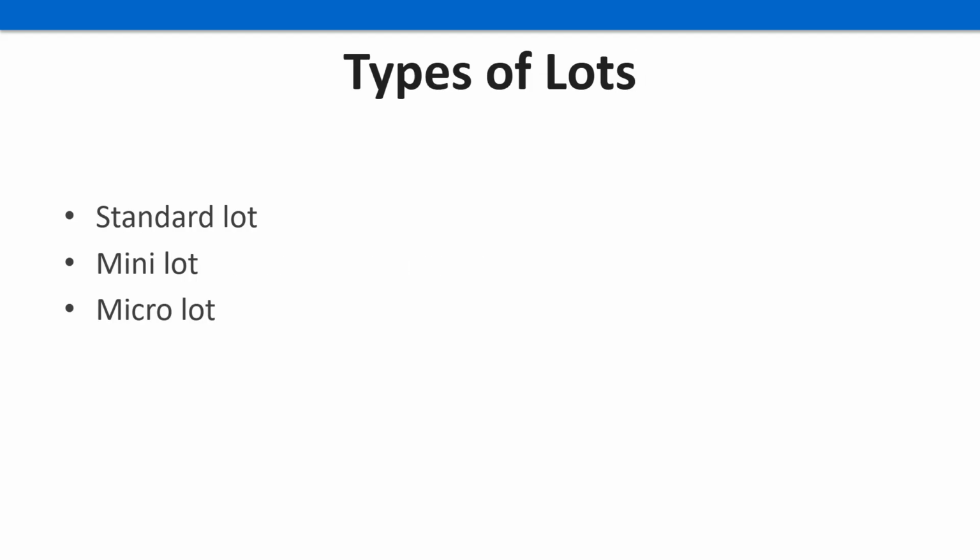Types of lots. Now there are three common types of lot sizes: standard, mini, and micro. Standard lots are large, mini lots are smaller, and micro lots are the smallest and safest for beginners.